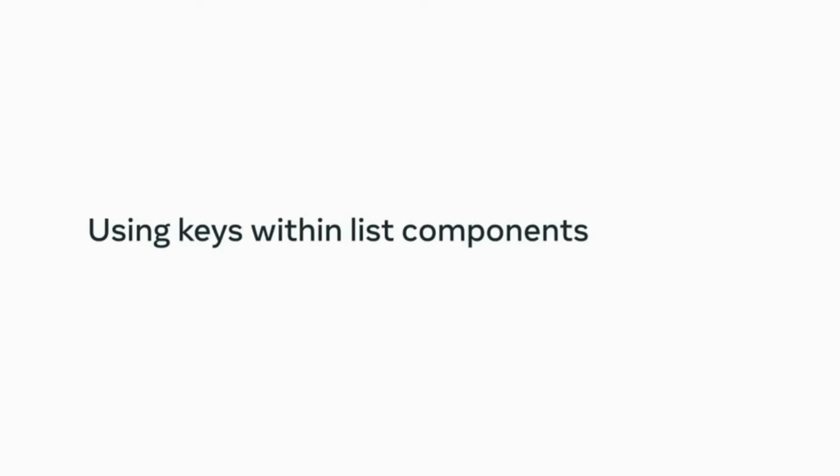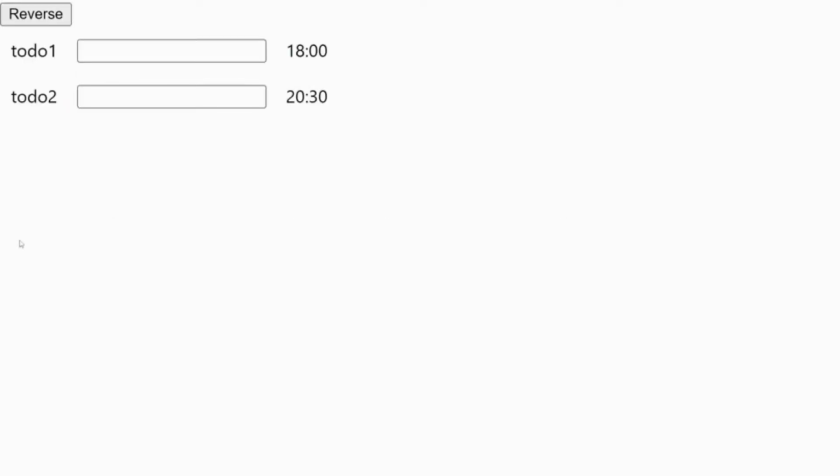In this video, you will learn how to use keys correctly within list components in React through a practical example. Imagine that Little Lemon restaurant managers would like a separate application that keeps record of the tasks they need to do. In order to do that, I have built a very simple to-do list app with two different editable to-dos that are represented via text inputs, as well as a button that will reverse the order of the to-dos.